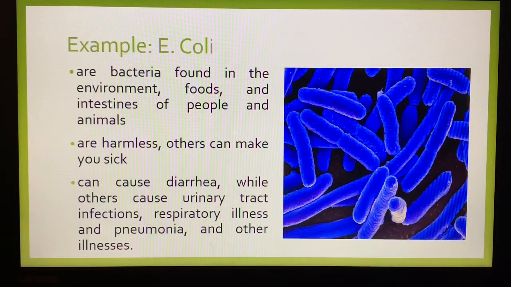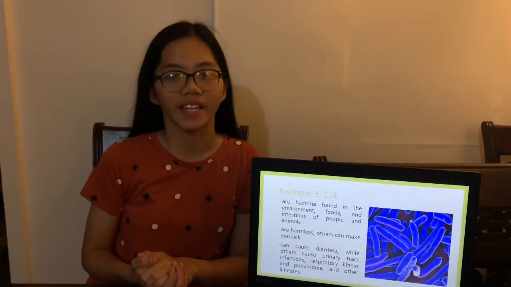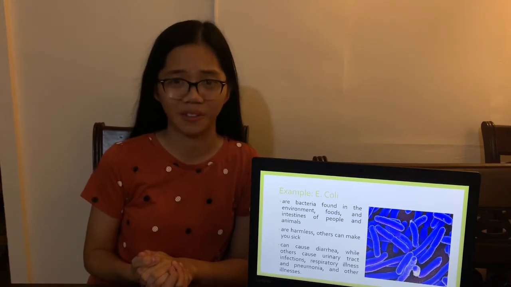Here's what you need to know about Escherichia coli. Escherichia coli, or E. coli, are bacteria found in the environment, foods, and intestines of people and animals. Some are harmless, and others can make you sick. Some could cause diarrhea, while others can cause urinary tract infections, respiratory illness, pneumonia, and other illnesses. According to my research, E. coli outbreaks happened 7 times since 2016.